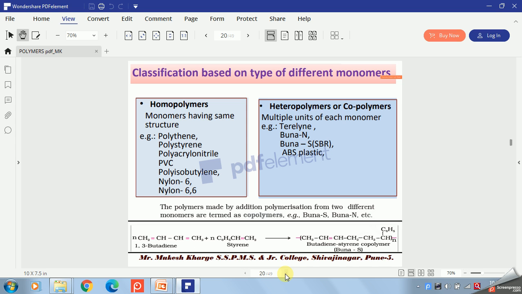The next type of classification is based on different types of monomer which are used during the polymerization. On that basis, the first type is homopolymer. Monomers having the same type of repeating unit are known as homopolymers. They have the same structure.